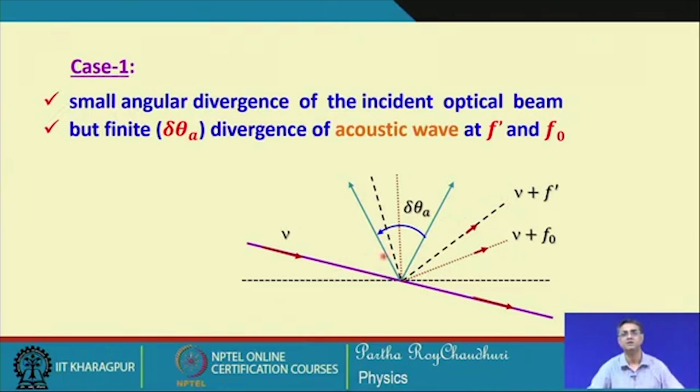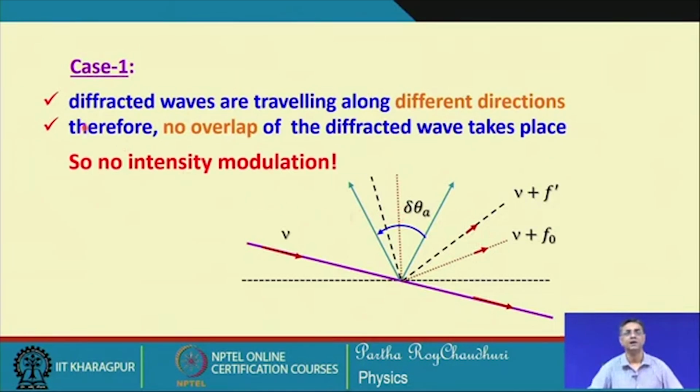You have one incident frequency and two diffracted waves because of the two acoustic frequencies. Because these two diffracted waves travel in two different directions, they will not be superimposed, there is no overlap, and that is why even if you change the acoustic frequency, because they are not overlapping, they will not give rise to any amplitude modulation.